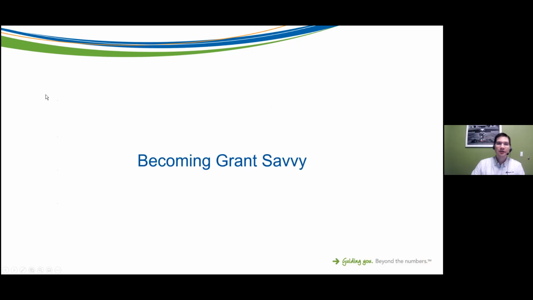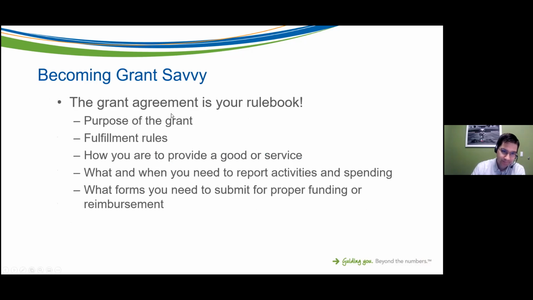So now that we've gone over some of the basics, let's become a little more grant savvy. I'm going to say this once, I'm going to say this 1,000 times. The grant agreement is your rule book. You have what you need to report and what you need to follow. Your guardrails, so to speak, are in your grant agreement.